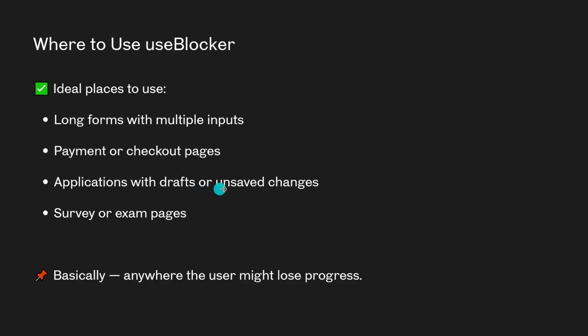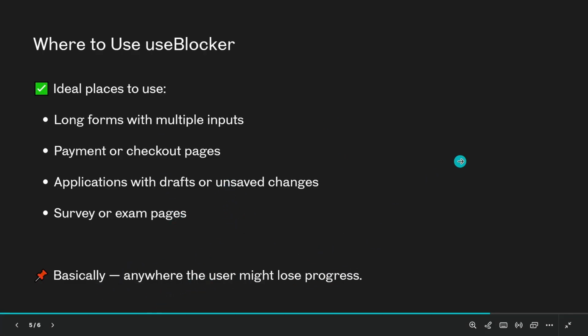Then applications with drafts or unsaved changes, as we saw in the email example, or survey or exam pages. In exam pages, suppose you have written 30 lines of answers and accidentally click on the back button, then all the progress will be lost. In this scenario useBlocker comes into the picture, showing a warning, are you sure you want to go back? If we click on cancel, all our progress will be restored. So basically it is used anywhere the user might lose progress.